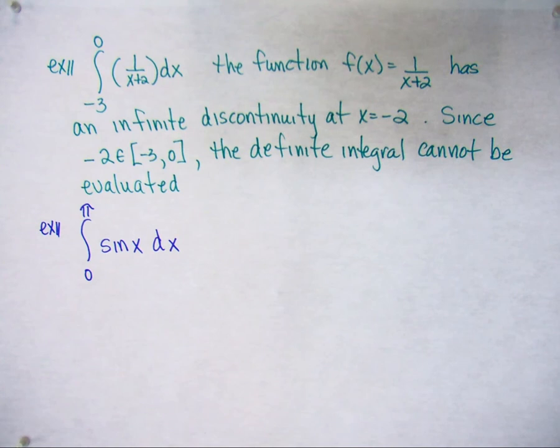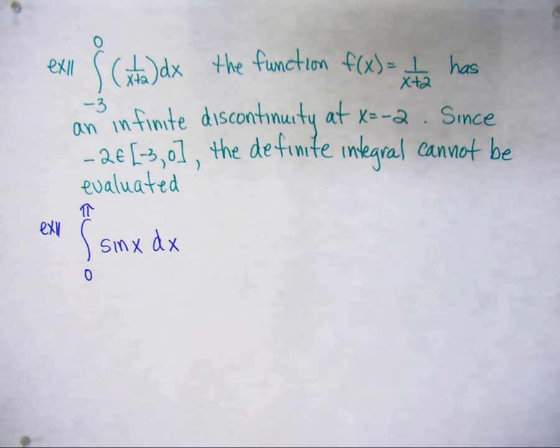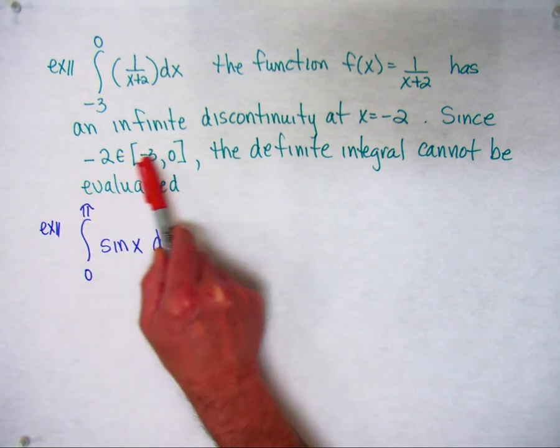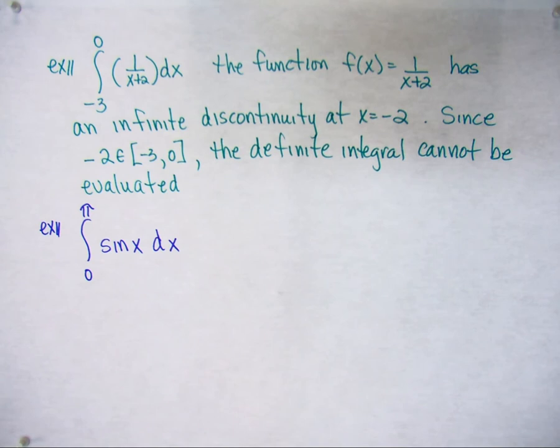In this particular function, 1 over x plus 2, if you were to plug the number -2 into this function, you'd have a 0 in the denominator. You may recall that that's called an infinite discontinuity, and it would occur at the point x equals -2. And since the number -2 is inside the interval that we're being asked to find the integral of, we have to come to the conclusion that the definite integral cannot be evaluated.